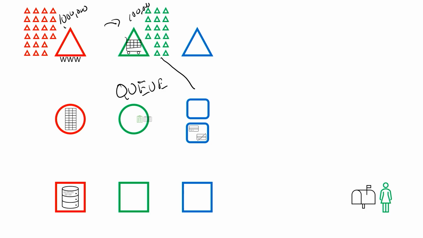Now this is great. I've now got an ordered list in the sequence of FIFO, first in, first out, of all the orders that have been processed. What I then want to do is I want to then process those orders in sequence.